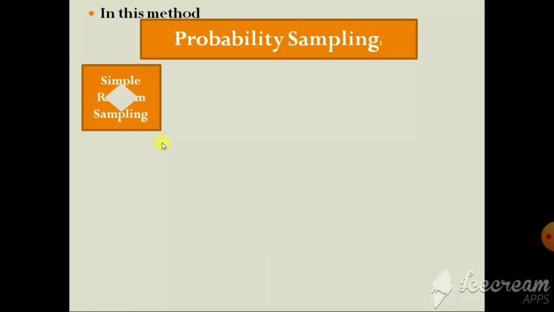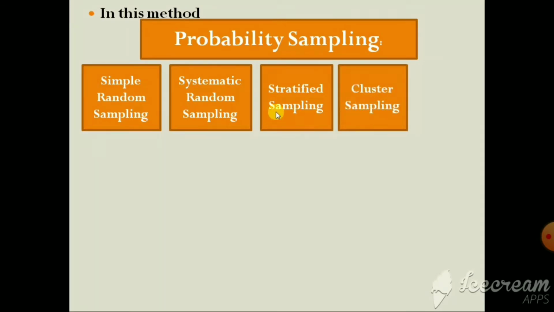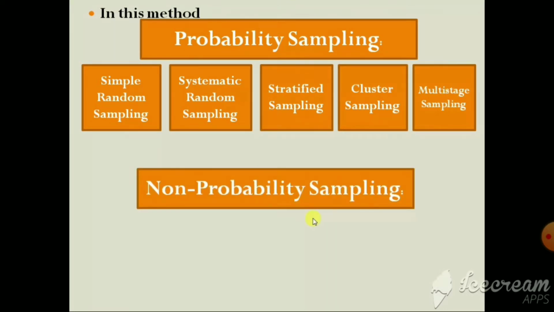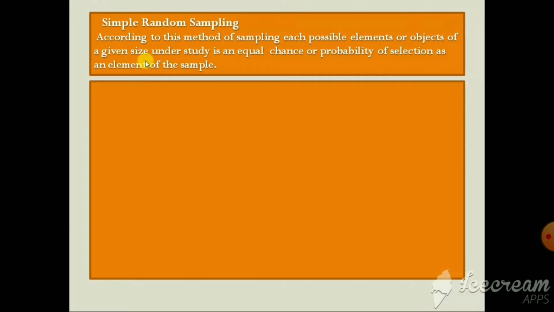The probability samplings are four kinds, more or less five: simple random sampling, then systematic random sampling, stratified sampling, cluster sampling, and the combination of all that, which is multi-stage sampling. Similarly, non-probability sampling can be viewed as convenience sampling, snowball sampling, purposive or judgmental sampling, and quota sampling. So these are the four classifications under non-probability sampling, and these are the five classifications under probability sampling.